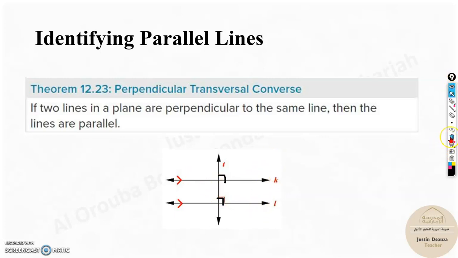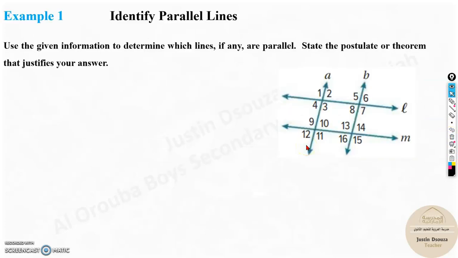So this is what it states. Now let us solve some problems. Over here we have: use the given information to determine which lines, if any, are parallel. State the postulate and theorem that justifies your answer. Now they will give us some questions like the angles which are congruent.